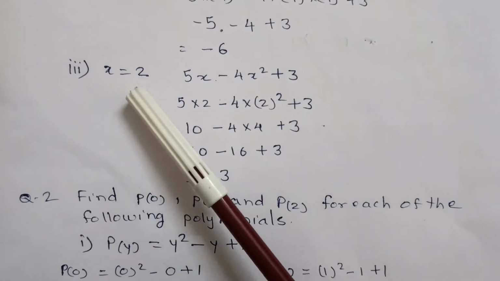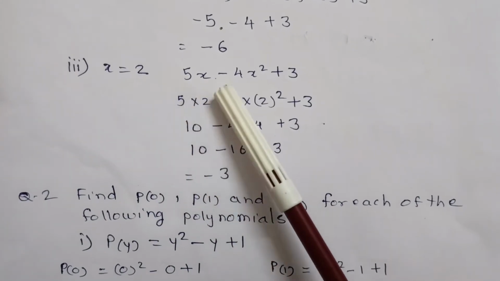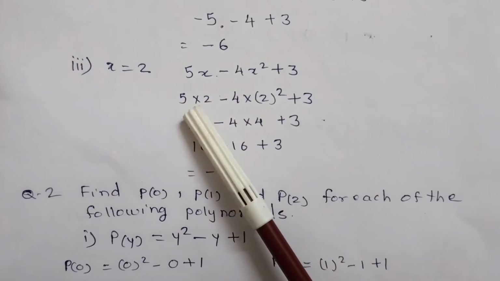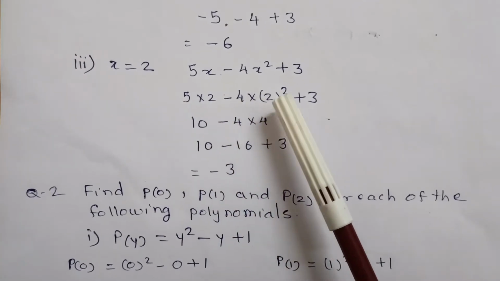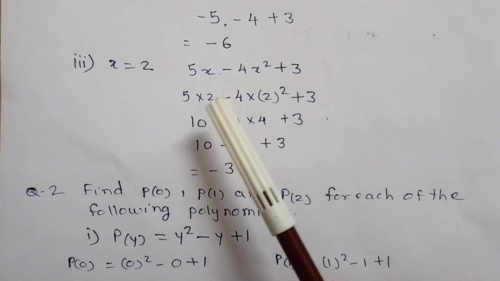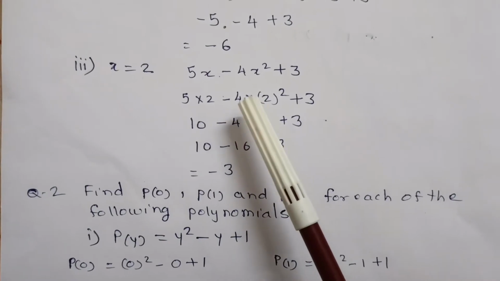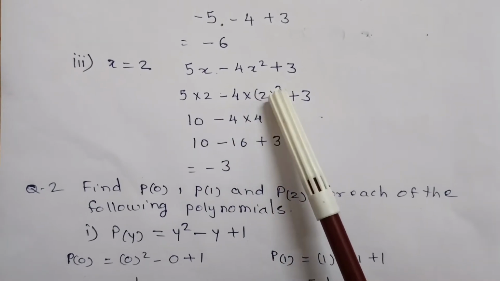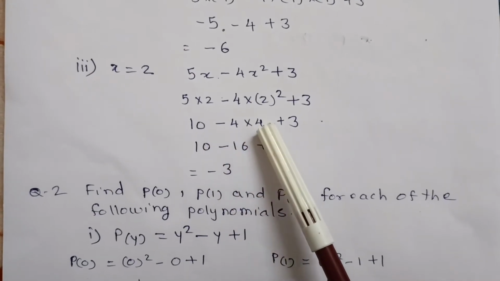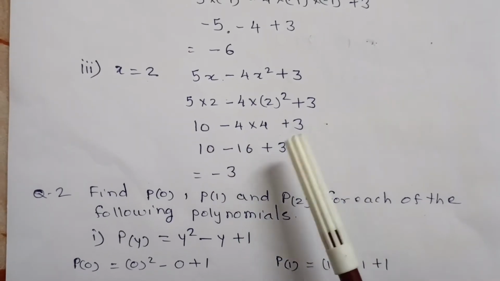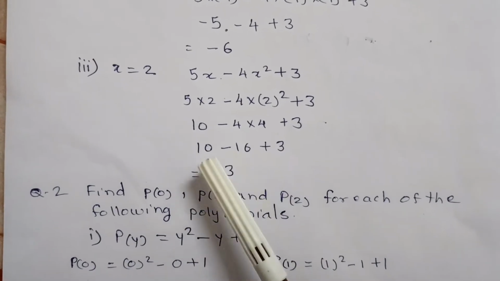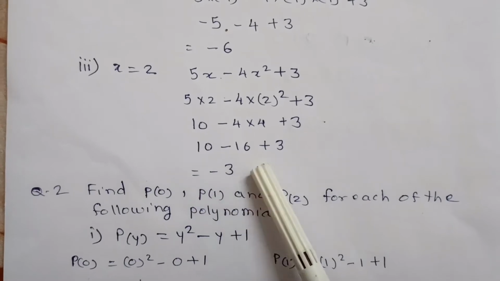Part 3. X is equal to 2. 5x minus 4x square plus 3. X is equal to 2. 5 into 2 minus 4 into 2 square plus 3. 5 into 2 is 10 minus 4 into 2 raised to square. So 2 square is 4, so minus 4 into 4 is 16, and plus 3 we will write as it is. 10 minus 16 plus 3. Here after solving we will get minus 3.